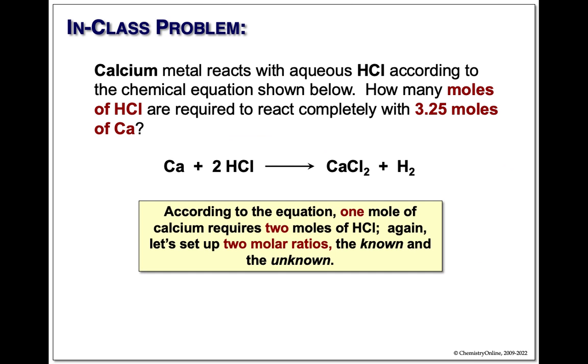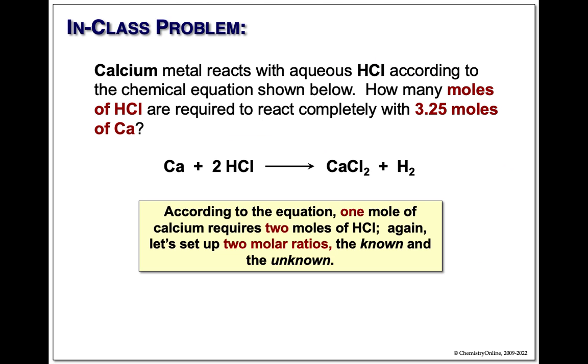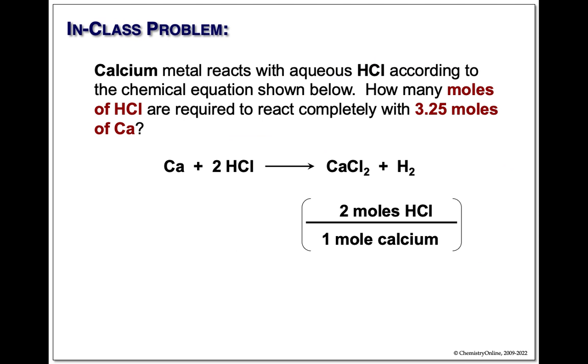We look at our equation here. It takes 2 HCl's for every calcium. Calcium is our given, so that'll be our denominator. Let's write our equation like this. 2 moles of HCl, 1 mole of calcium. Now, our unknown ratio, moles of HCl, that's X, and moles of calcium is our given. So our unknown ratio is this guy.